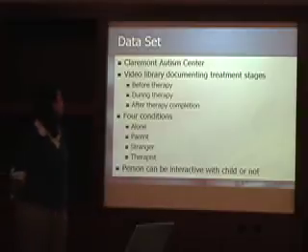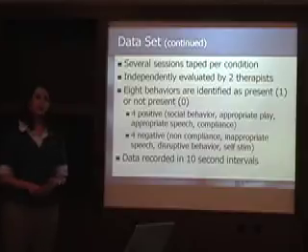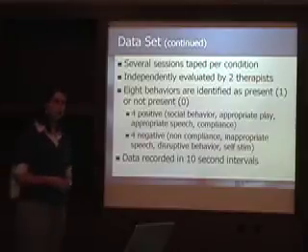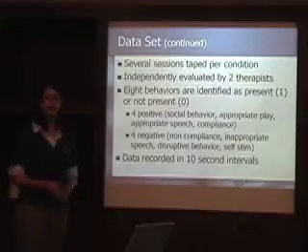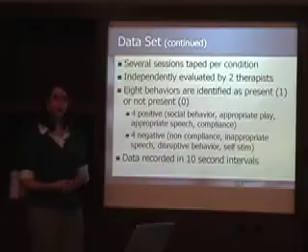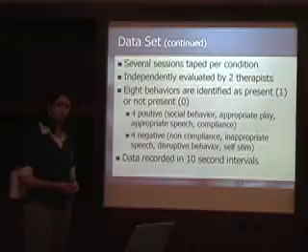Our data set was obtained from the Claremont Autism Center. There are several sessions taped per condition to give you a range of information about the child. The videos are then independently evaluated by two different therapists who have been trained to identify different behaviors. The behaviors that they look at are identified as either present or not present. The four positive behaviors that they look at are social behavior, appropriate play, appropriate speech, and compliance. The four negative are non-compliance, inappropriate speech, disruptive behavior, and self-stim.